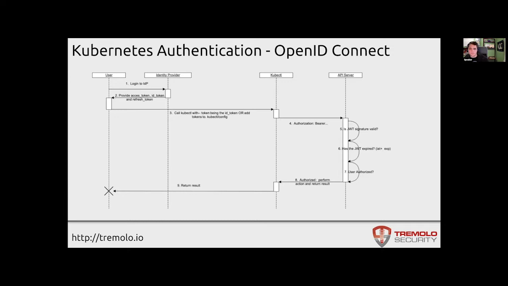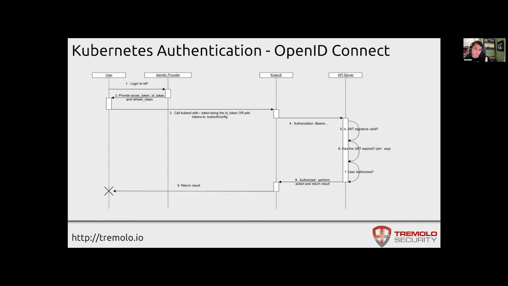Now what becomes interesting is if that token has expired, then what kubectl will do is say, okay, this token is expired, so I'm going to go back to the identity provider with my refresh token. Now here's where the security of the refresh token comes in. It's a one-time use only token. Once you've used it, it is no longer valid. So that refresh token goes back to the identity provider. The identity provider gives you back a new ID token and a new refresh token.